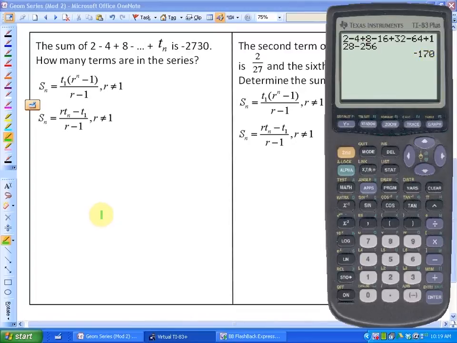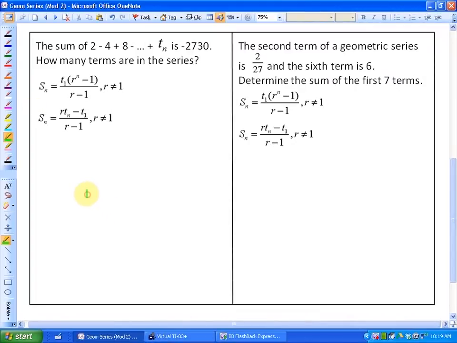Another method is to use a formula. In this particular case, because we're trying to find out how many terms there are in the series, the more useful formula here would be the first one, because n represents the number of terms in the series. The second one represents the value of the last term, so this one is less useful. Now if we look at the first one, here's what we'll do.